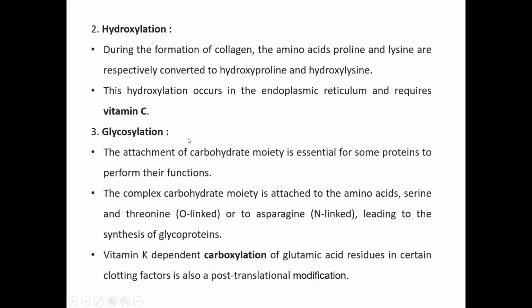Next is glycosylation, where a carbohydrate moiety is added to the protein. So you have these glycoproteins. Some proteins are glycoproteins, where you have the addition of carbohydrate. This is a kind of post-translational modification. A complex carbohydrate moiety is attached to the amino acids serine and threonine by an O-glycosidic linkage, so O-linked, or it could be attached to asparagine by an N linkage, which leads to the synthesis of glycoproteins.